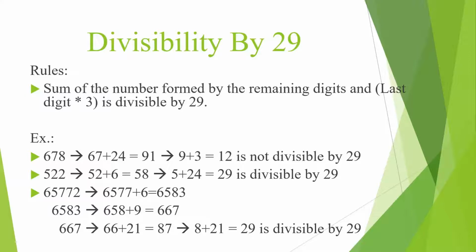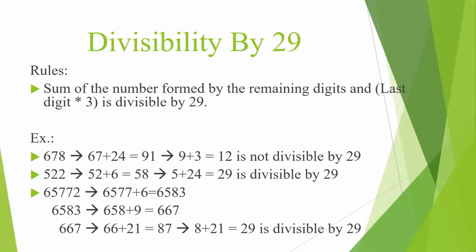Let us see with an example, 678. Ignore the last digit, we will get 67 plus last digit into 3. 8 into 3 equal to 24. 67 plus 24 is nothing but 91. Let us reduce it further. Ignore the last digit, we will get 9 plus last digit into 3. 1 into 3 equal to 3. 9 plus 3 equal to 12. 12 is not divisible by 29. So the number 678 is also not divisible by 29.